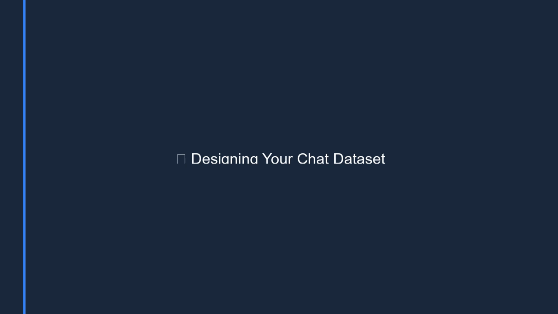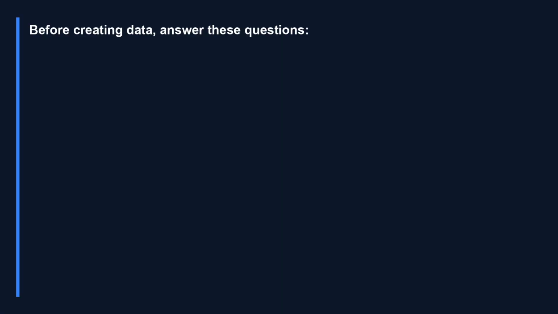Designing your chat dataset. Before writing a single training example, you need to answer 4 design questions. These aren't formalities. The answers directly shape every conversation you create. What is the assistant's role? What personality should it have? What tasks will it perform? And what constraints should it always respect? Getting these wrong means your dataset pulls in multiple directions, and a confused dataset produces a confused model.